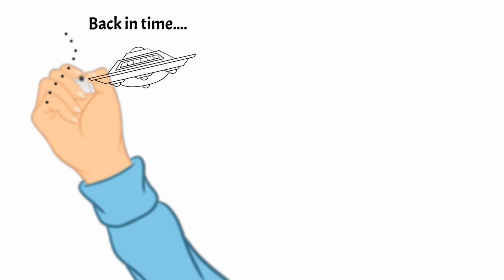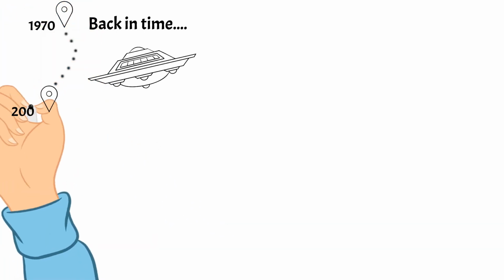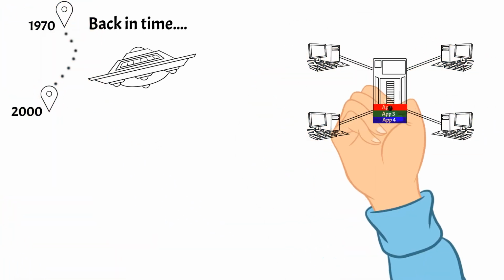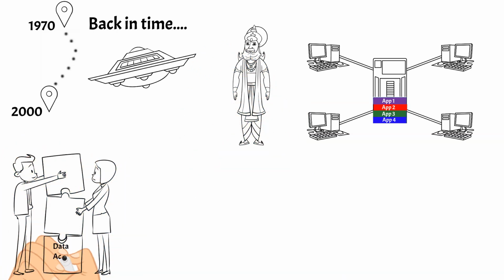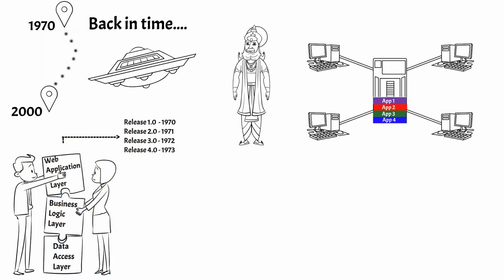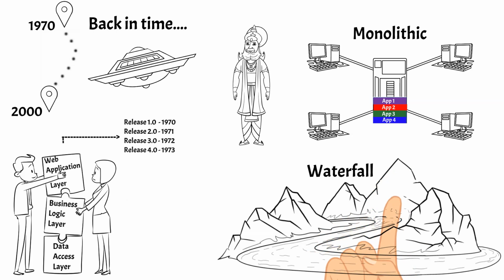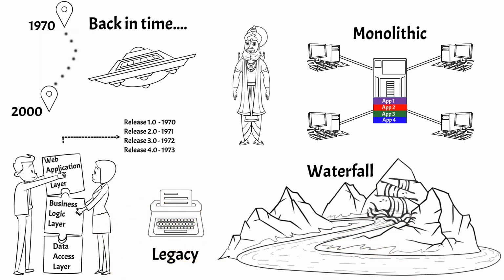Let's go back in time from the 1970s through the year 2000, where monolithic apps ruled the data center. Monolithic apps were built in big stacks of code that had releases every year or so. These apps were given many names: monolithic, waterfall-based, legacy, and it can get confusing sometimes calling the same thing many different names. So we will call them legacy applications.